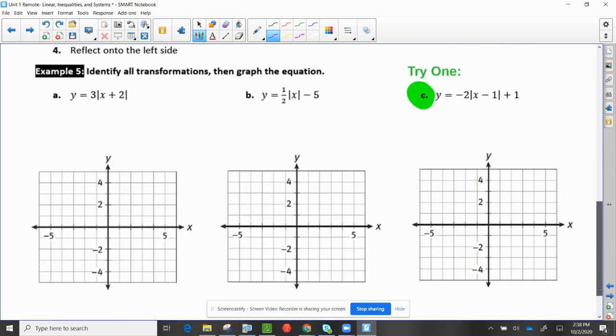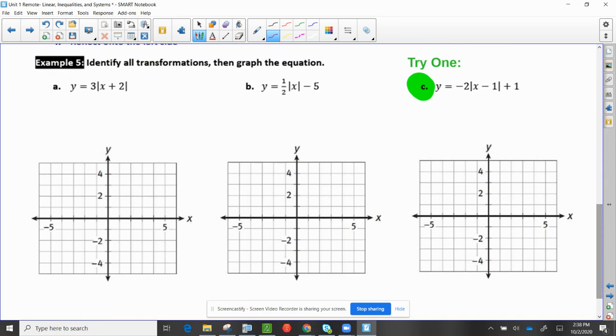So here we go. Let's look at A. So A, I have 3 times the absolute value of x plus 2. So we have a 3 in front. That tells me that this graph is going to be narrow. We're going to stretch it by a factor of 3. And then I also see a plus 2 on the inside. So plus tells me that it's going left. So we're going to go left 2 units.